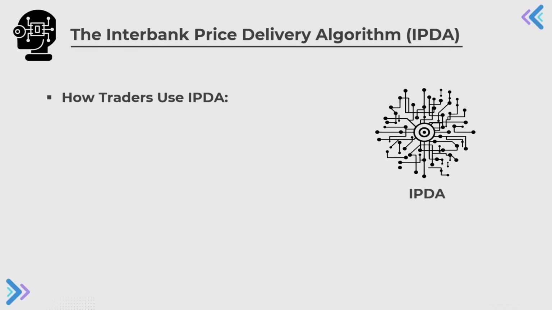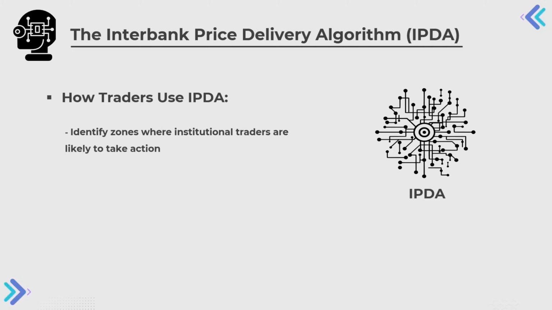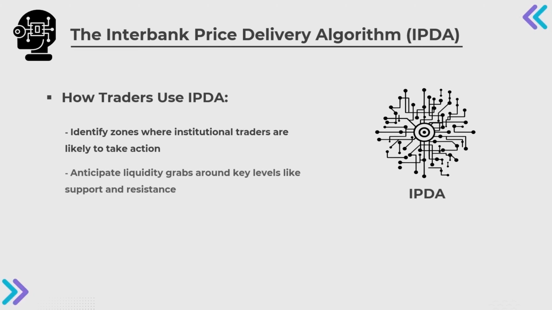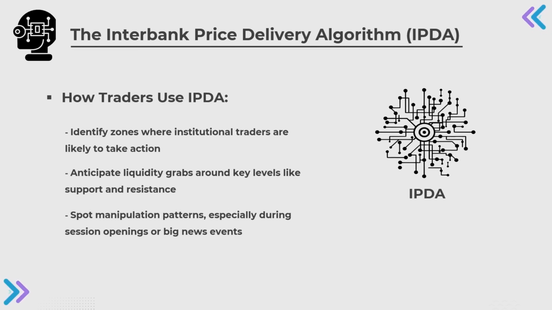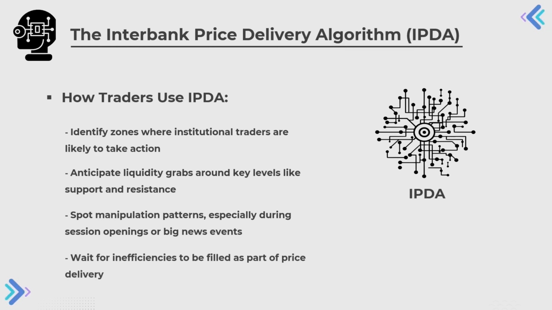The algorithm repeats this cycle over and over, constantly engineering and generating liquidity in the market. It does this to make manipulation easier, absorb more liquidity, and fulfill large institutional orders. Understanding how this algorithm works will help you protect your assets in the market. Here's how traders use IPDA to do that.